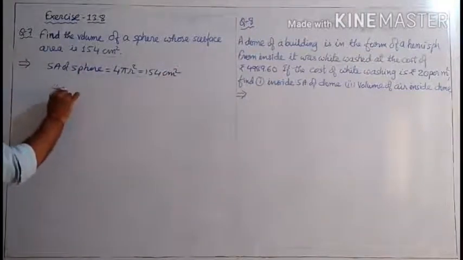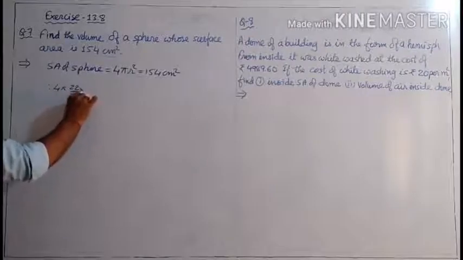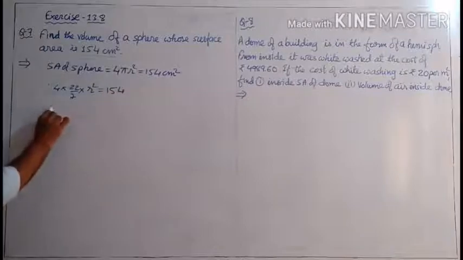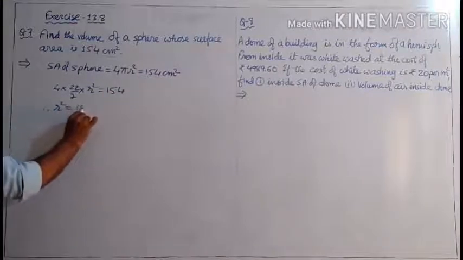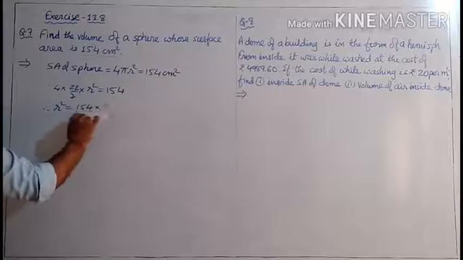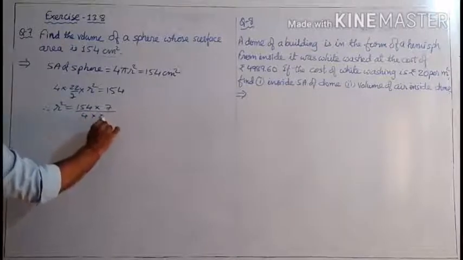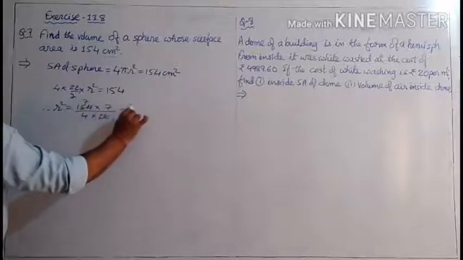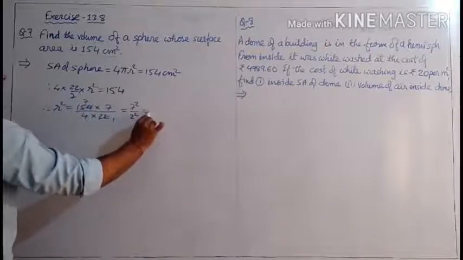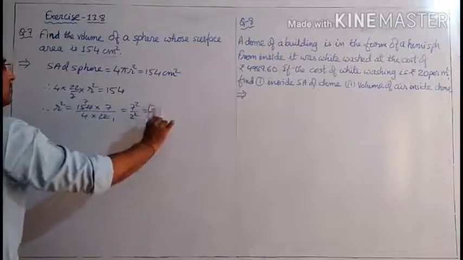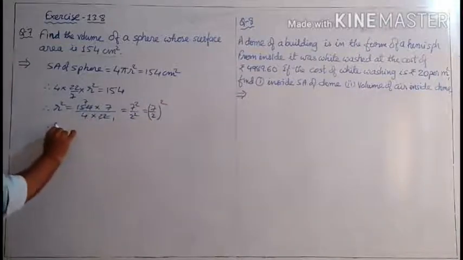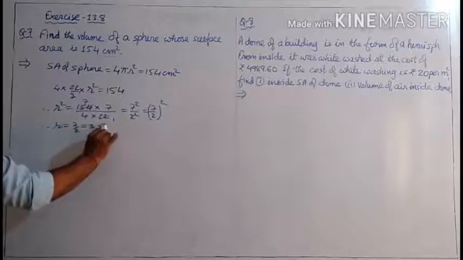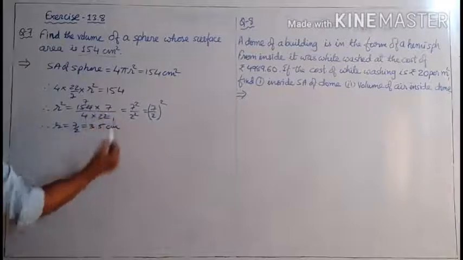Therefore we can say here 4 multiplied by 22 by 7 multiplied by radius square is equal to 154, and therefore radius square is equal to 154 multiplied by 7 divided by 4 multiplied by 22. So here 22 1 ja, 22 7 ja, and thus we will get here 7 square upon 2 square, that is 7 by 2 the whole square, and therefore radius is equal to 7 by 2 and that is 3.5 centimeter. So this is the radius.